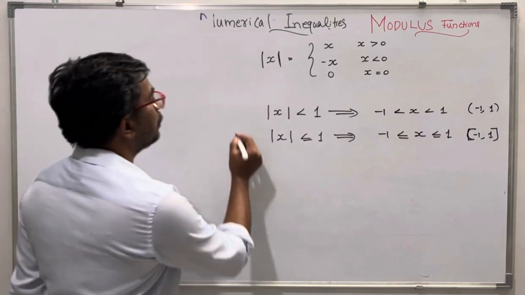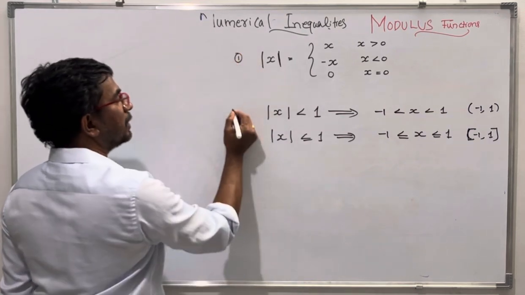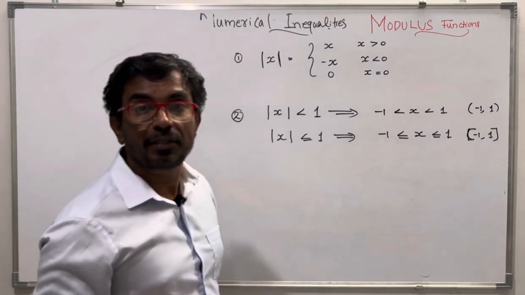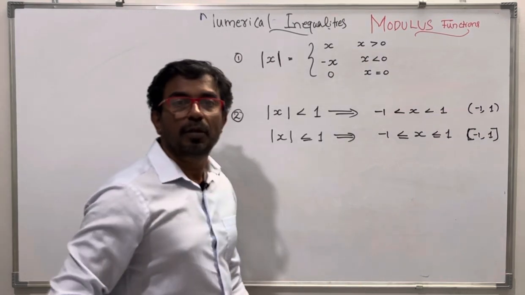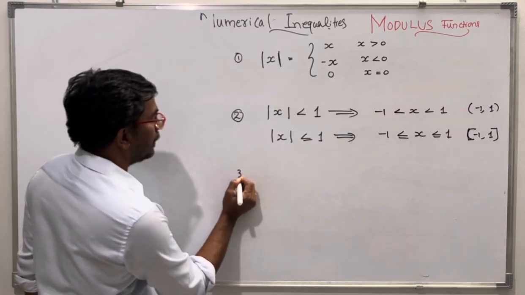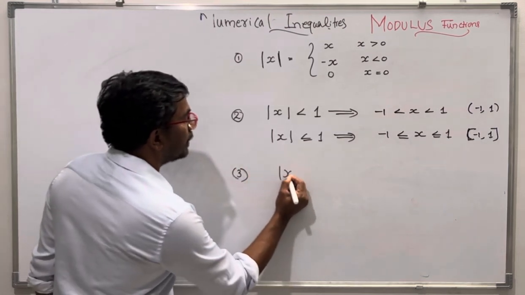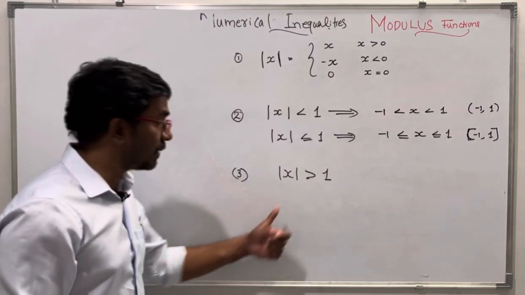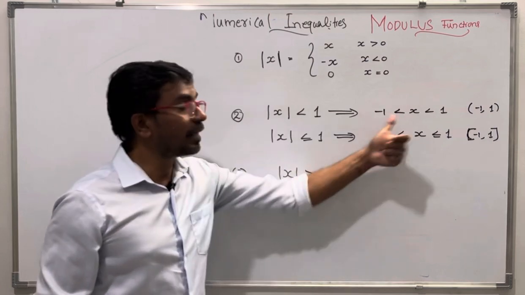This is the first thing you should do. This is the first thing, this is the second thing that you should remember. The third thing I'll tell. With the third thing, I can start working problems. The third thing that I want to say is, if mod x is greater than 1, how do we deal with it? I'll explain here. Then we will write the conclusion like this.